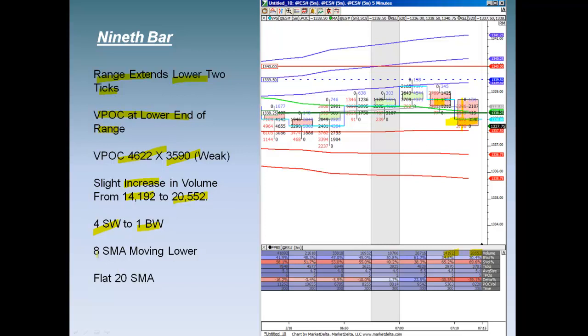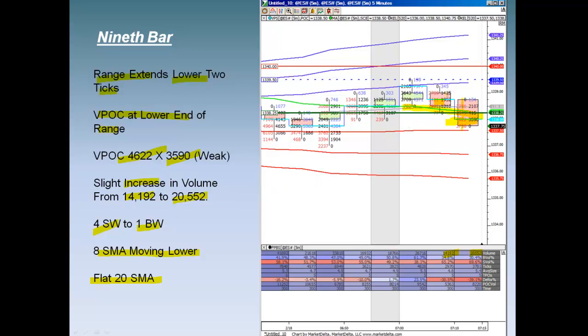And you can see it here. The 8 simple moving average is moving lower. Take a look at it here. It's coming down. And I have a flat 20 simple moving average. Remember, the flat 20 simple moving average is telling us that we are in a non-trending period. The fact that the 8 simple moving average moves a little bit lower really is somewhat insignificant, because there's not much of a slope and it could just turn right back around. I would say it's still folding around the 20.